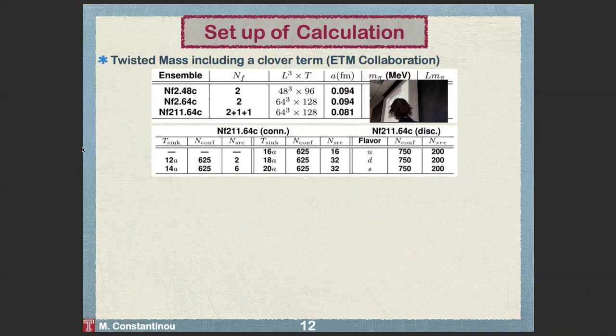Then the statistics required has to be large enough in order to be able to study systematic uncertainties. This requires that the statistical uncertainties are under control to see the difference of 5 to 10% that may be caused by systematic uncertainties. So this is just a table showing the number of measurements that we have.